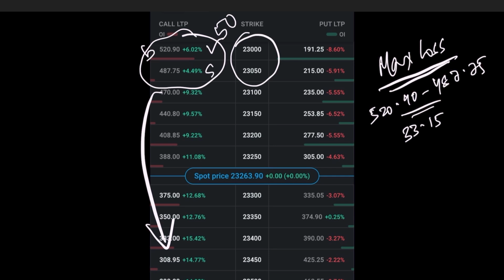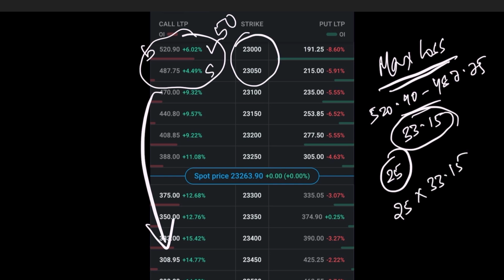Now you multiply this value with the lot size. Let's say the lot size is 25. So the maximum loss that you will incur on the day of expiry, when both these options expire out of the money, is 25 into 33.15, that is $828.75.